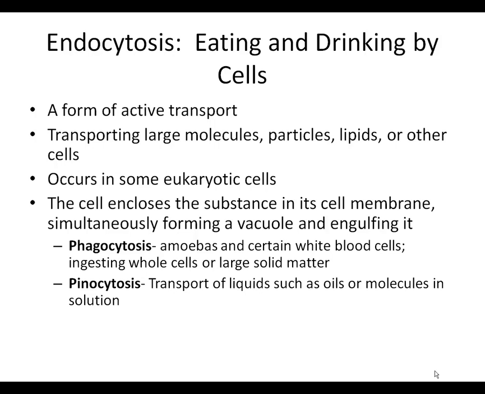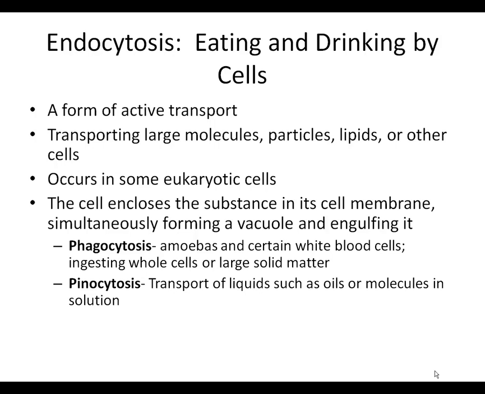Endocytosis is essentially the eating and drinking of cells, by cells, if you will. It's a form of active transport. Basically, we are transporting large molecules, large particles, lipids, and other cells into the cell. They're going from an area of low concentration to an area of high concentration. This occurs in some eukaryotic cells. For instance, white blood cells go through endocytosis. The cell encloses a substance in the membrane and simultaneously forms a vacuole, and that vacuole then engulfs the substance.